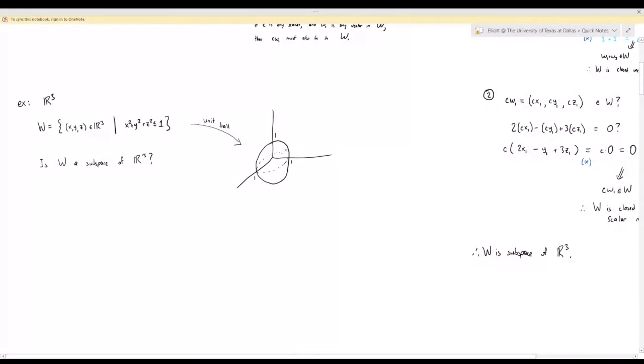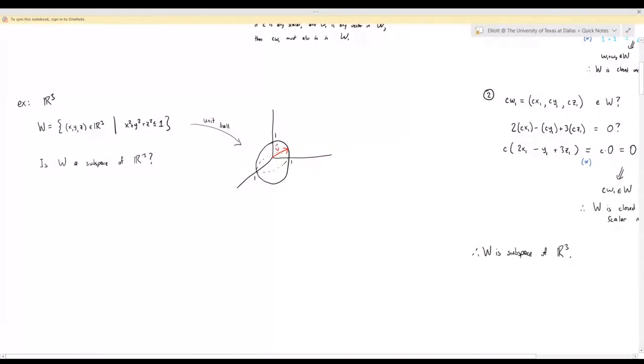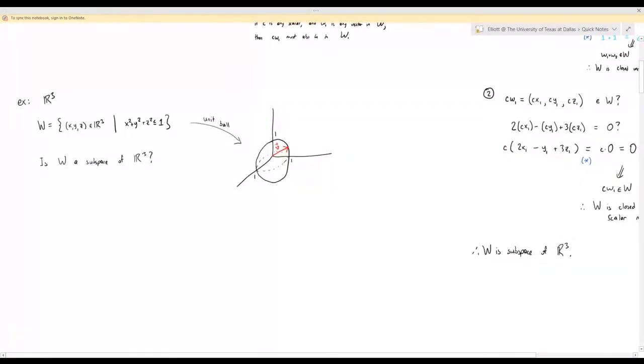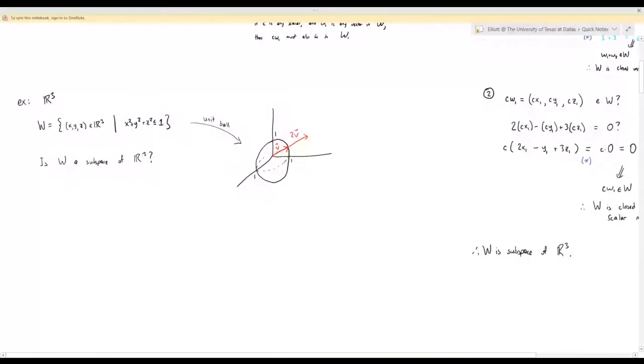So, here's a vector that's inside of W because it's within the unit ball. Let's call this vector V for the moment. So if W were a subspace, it would have to be closed under scalar multiplication. Meaning if I were to take this vector V and multiply it by a scalar, for example, if I multiply it by 2, then that result would have to be in my space still, okay? But in this picture, you can see that 2V is no longer inside of W.